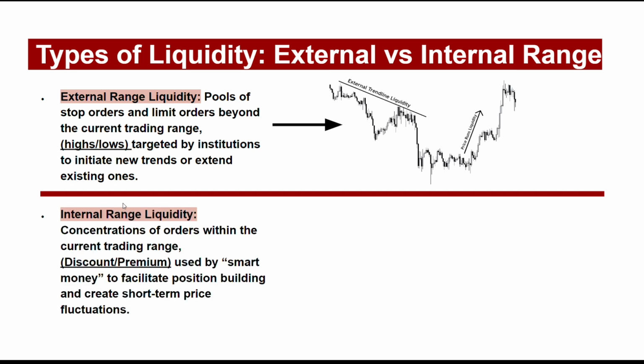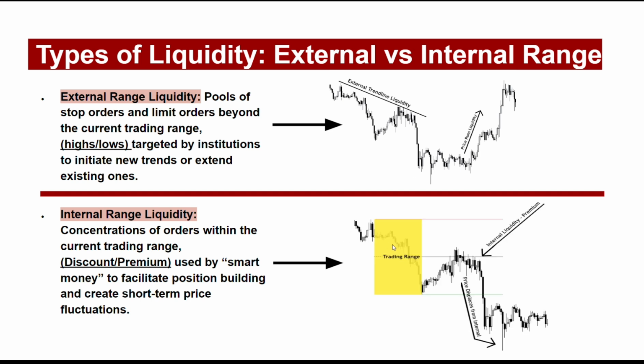Internal, let's go into that. Internal range liquidity is concentrations of orders within the current trading range, and we use this by discount and premium. This is also used by, quote unquote, smart money to facilitate position building and create short-term price fluctuations or trends as we know it. So price will come back down.